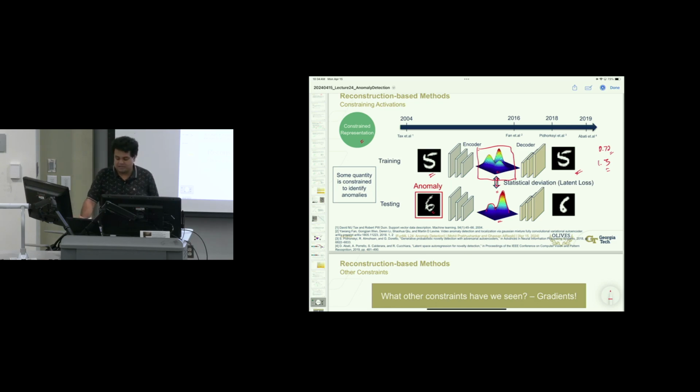There are a lot of papers that exist which try to constrain your activations. Your VAEs, in fact, are a constrained representation setting where you're saying that the latent representation has to be normal, with mean 0 and some kind of sigma squared. It has to be a normal distribution with a single Gaussian distribution in the latent representation space.